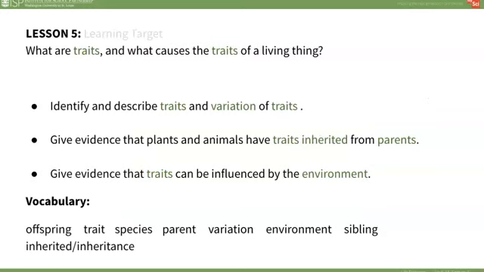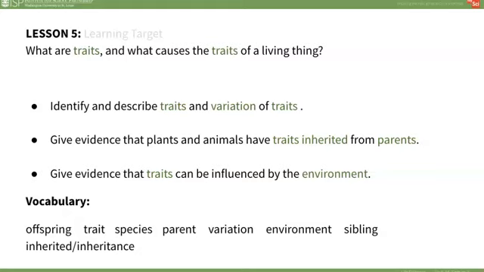In this lesson, students use visual data to generate a data table that describes the traits of dogs and how dog offspring are both similar and different than their parents. Students predicted and observed how the environment can influence the traits of a living thing. Students figured out that traits are what an organism is like or how they behave.